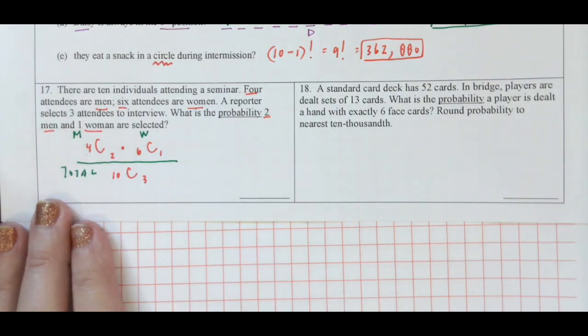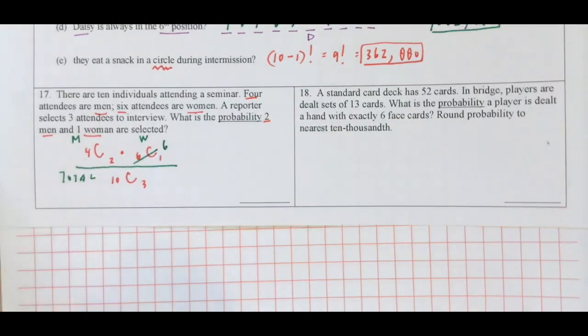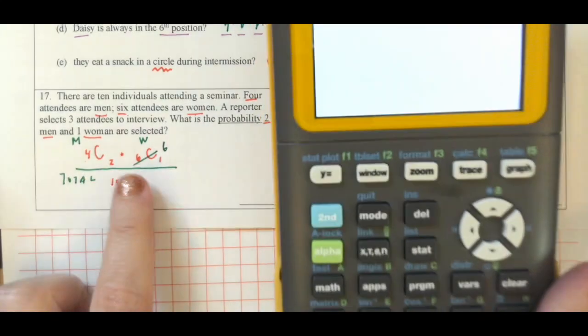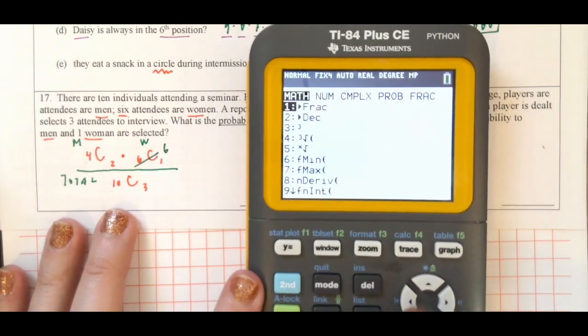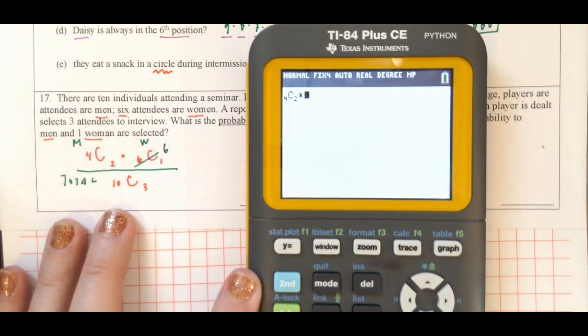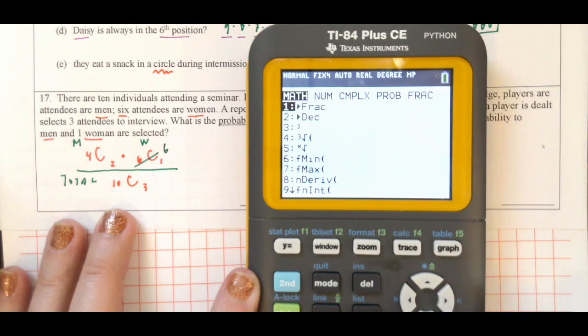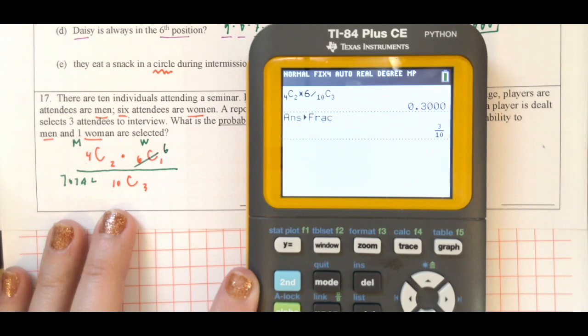So then we're just typing in, and we can save ourselves time if we can see that 6 choose 1 is just 6. Anything choose 1 is just the n value. All right, so 4 choose 2 times 6 divided by 10 choose 3. Okay, there it is as a decimal. Okay, make it a fraction, 3 out of 10.